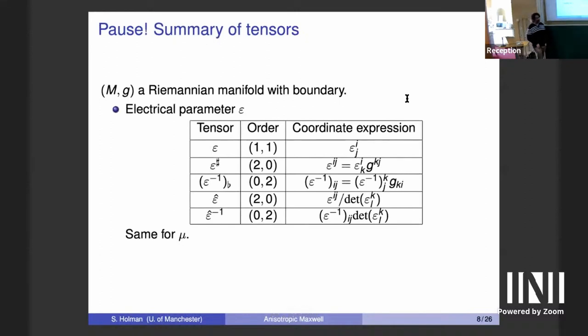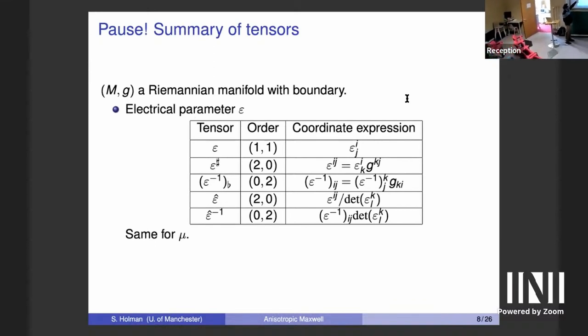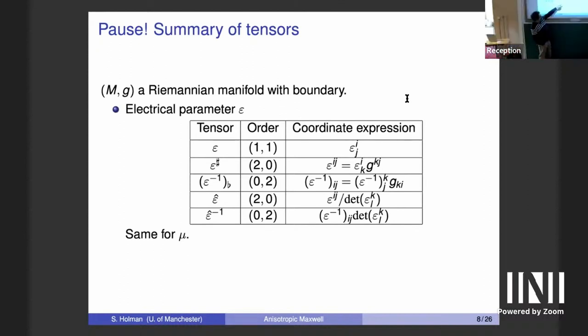All right, this is a review of the various things which appear here. In the original equations, we have a 1-1 tensor epsilon, and the corresponding thing for mu, which has a coordinate expression with one index up and one down. We can do the raising of an index with respect to, say, the Euclidean metric, and we get a 2-0 tensor with two indices up. Again, that's the coordinate expression written there. There's also a different one where you take the inverse of epsilon and lower an index, giving a 0-2 tensor.